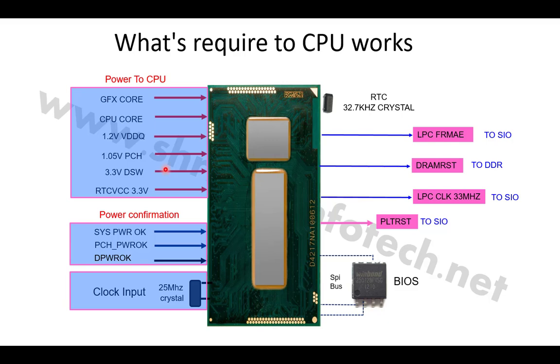Okay. Then these are the three power good signals. First, this power good signal is called the DPWROK, deep sleep power OK signal, and this signal is required before the power on button. Once the CPU gets these two powers, that is 3.3 DSW and RTC VCC, then it should get this DPWROK signal, and only then it turns on.